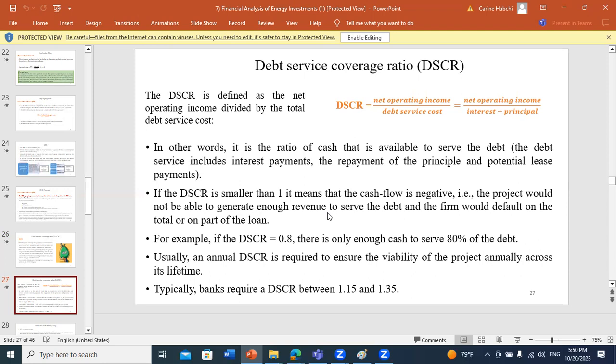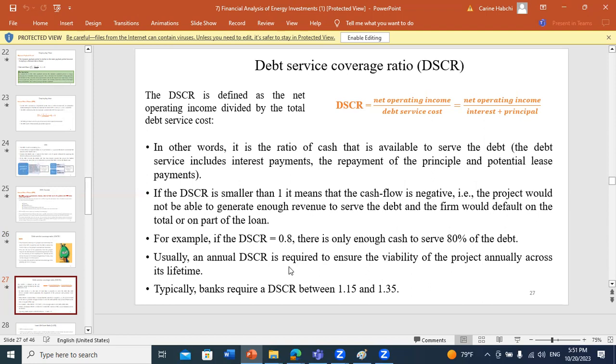So this is why when you present, let's say, a view of your project, the bank will ask you about the study of the debt service coverage ratio, and it will expect you to have a high debt service coverage ratio to be able to accept the loan. Okay, so for example, if your DSCR is only 0.8, there is only 80% cash to serve the debt. So usually an annual DSCR is required to ensure the viability of the project.